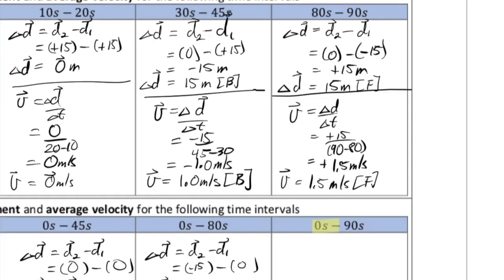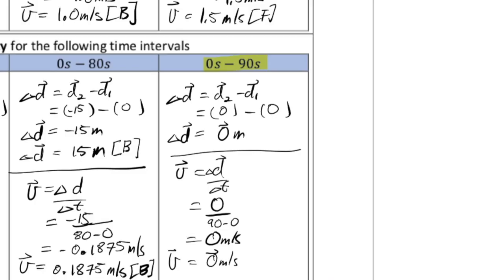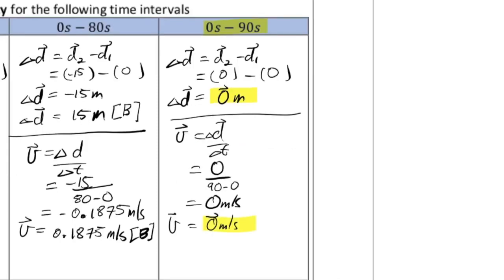And finally, between 0 seconds and 90 seconds. So our final position at 90 seconds is back to 0 again. And as you can see, we got another horizontal line. So we end up getting a displacement of 0 meters again, and an average velocity of 0 meters per second.